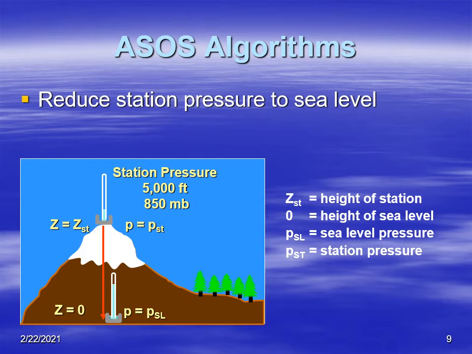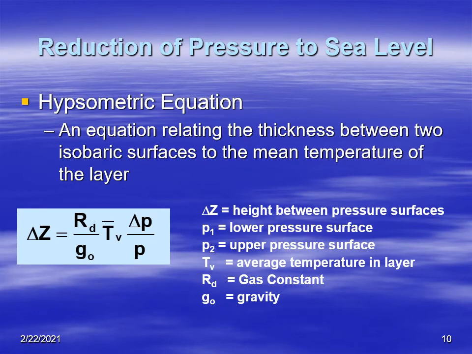First we have to define some variables for this equation. We're going to call ZST the height of the station. Of course, 0 is your height at sea level. PSL will be the sea level pressure, and PST will be our station pressure. The equation that we're going to use is the hypsometric equation. This is one that relates the thickness between two pressure surfaces to the temperature in between those pressure surfaces. The equation has in it the gas constant, gravity, temperature, the virtual temperature, which takes into account water vapor, and also pressure, two pressure surfaces.